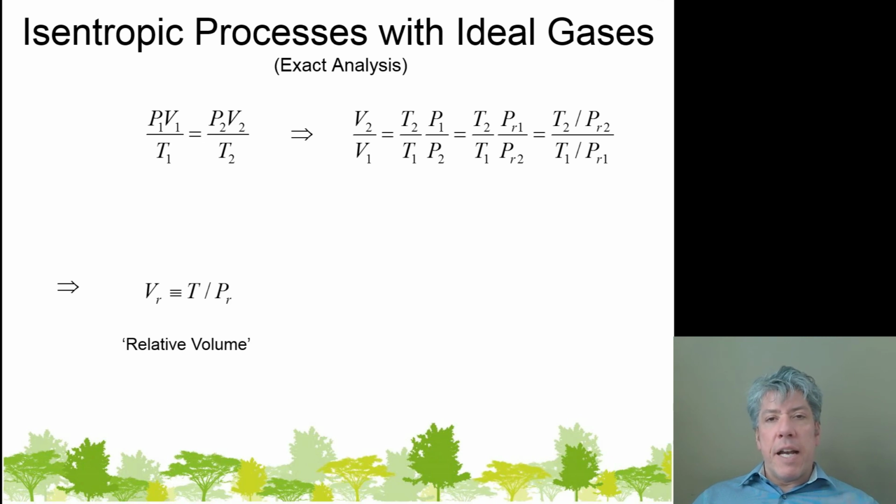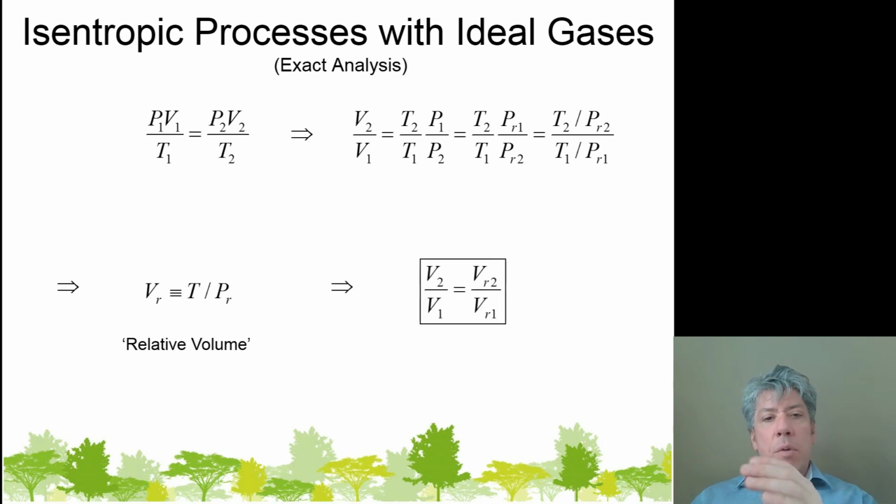If we then define another term called the relative volume, VR, as the temperature divided by PR, this is another thing that can be tabulated and save us a lot of time, because look, we can then say that V2 over V1 equals the relative volume in state 2 over the relative volume in state 1. So that's the last column you'll notice that we haven't discussed so far in that ideal gas table for air. This should be the one you're still looking at.